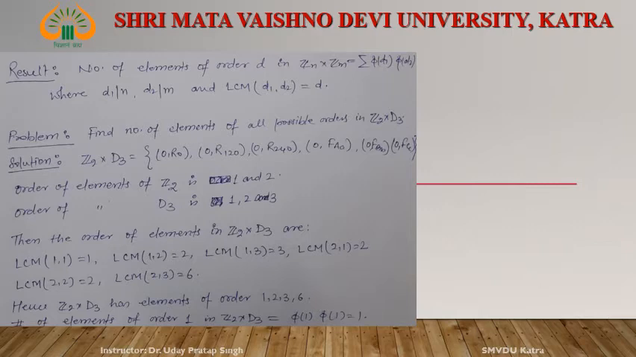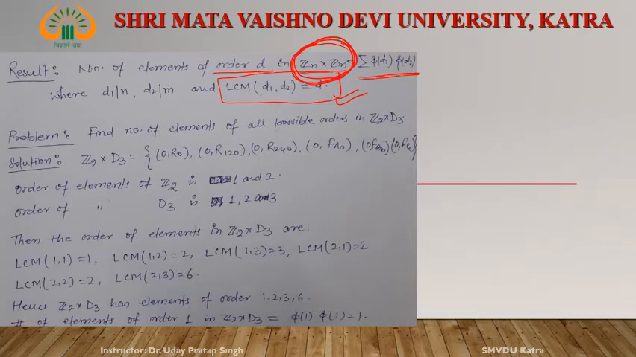The number of elements of order d in Zn cross Zm is phi(d1) phi(d2), where d1 divides n and d2 divides m, and the LCM of d1 and d2 is d. Right? This result is applicable only for Zn cross Zm. Right? Only for Zn cross Zm.